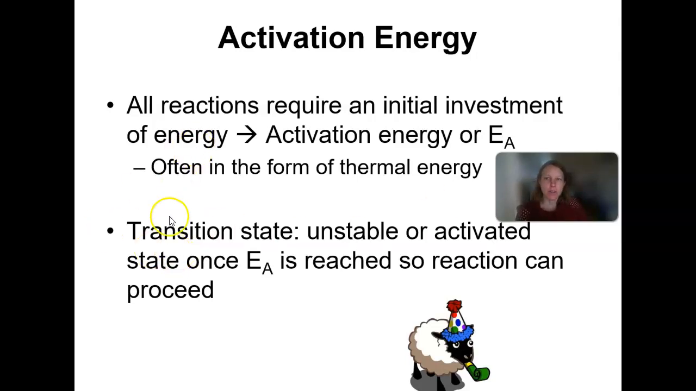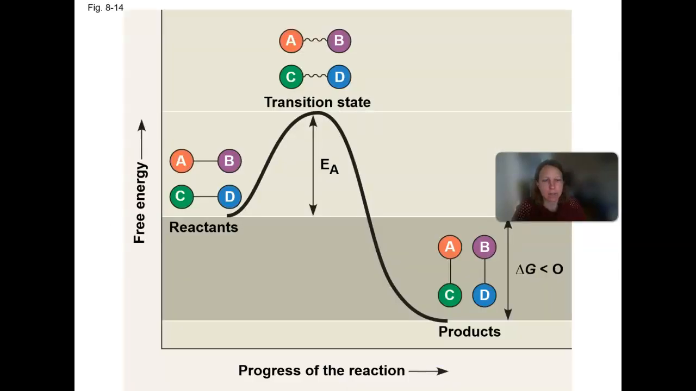All right, another vocab word real quick, the transition state. The transition state is the most unstable or activated state once you reach that activation energy. You have to get through that transition state so that the reaction can proceed or the reaction can continue. Let me show you what I mean on a graph, because this might actually make it a little bit easier.